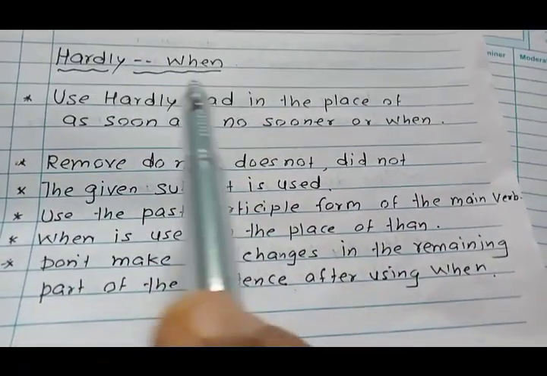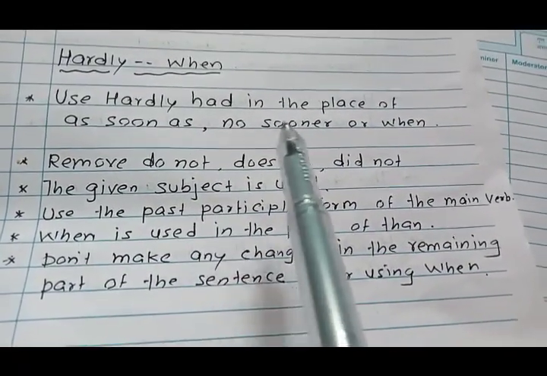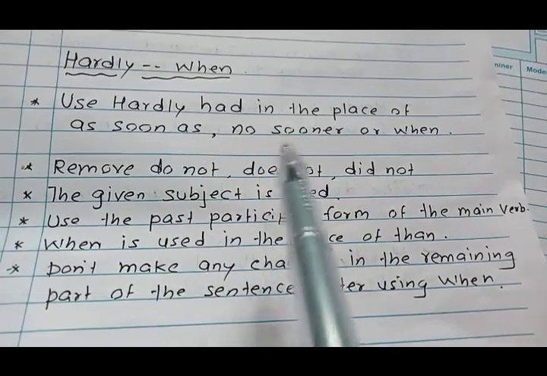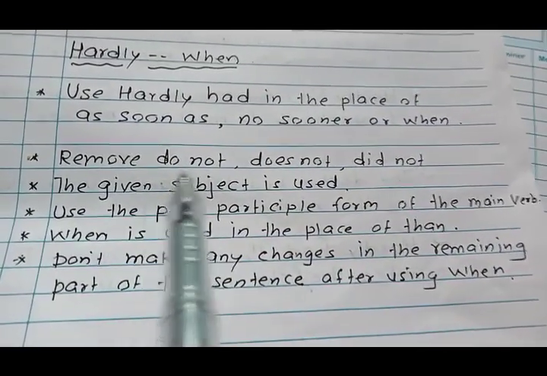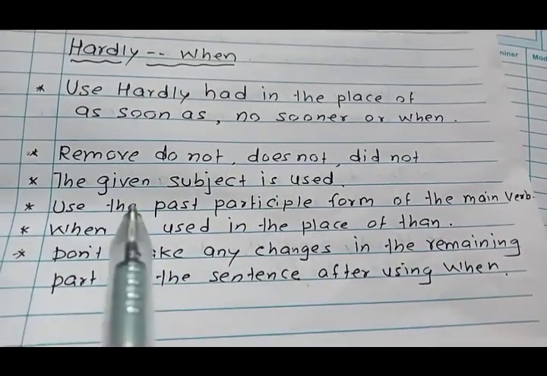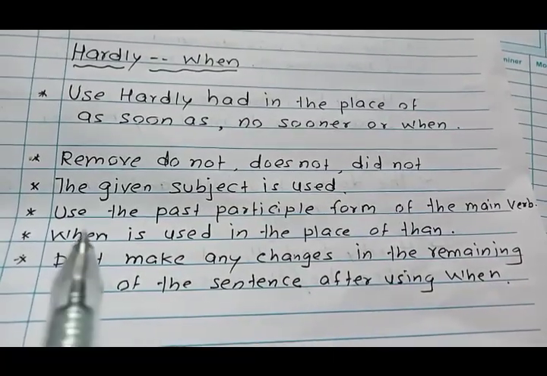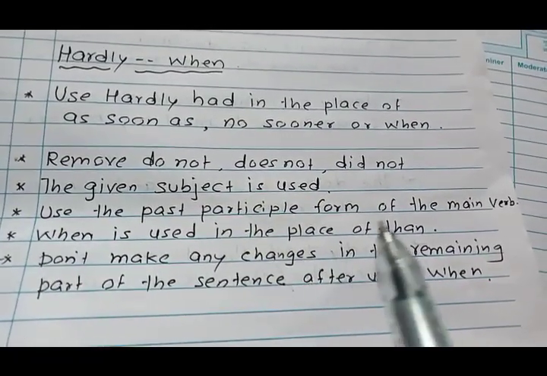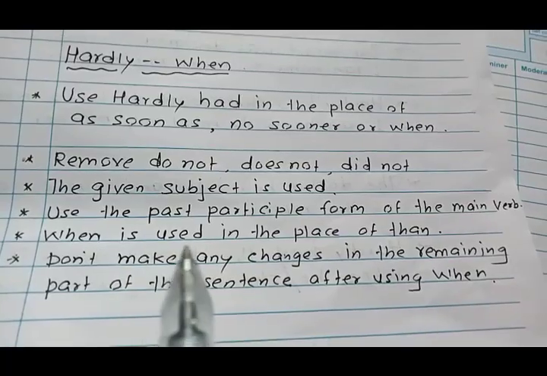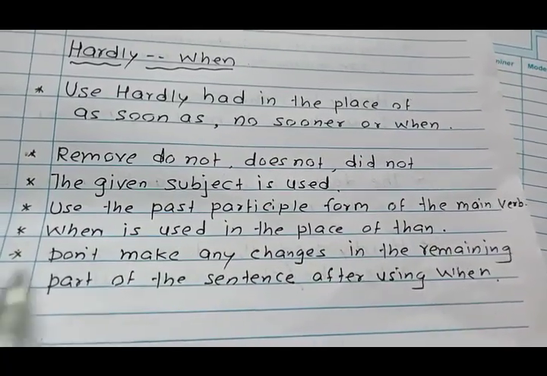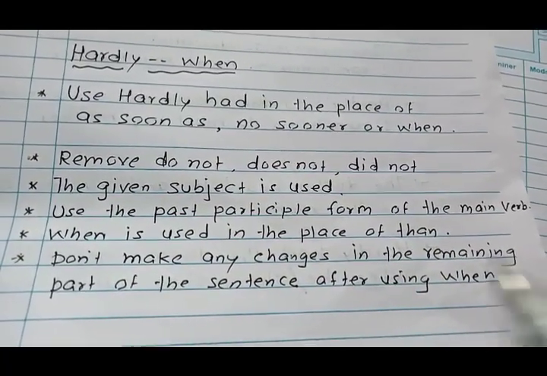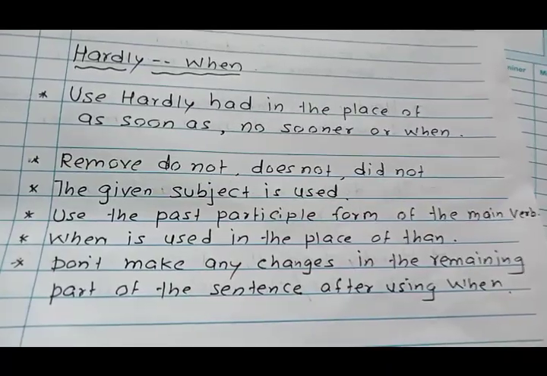Then "hardly... when". Use "hardly had" in place of "as soon as", "no sooner" or "when". Remove do not, does not, did not. The given subject is used. Next, use the past participle form of the main verb. "When" is used in the place of "then". Don't make any changes in the remaining part of the sentence after using "when".